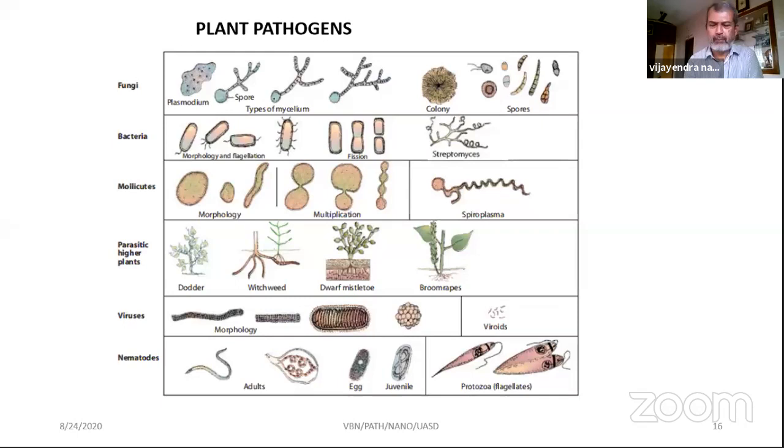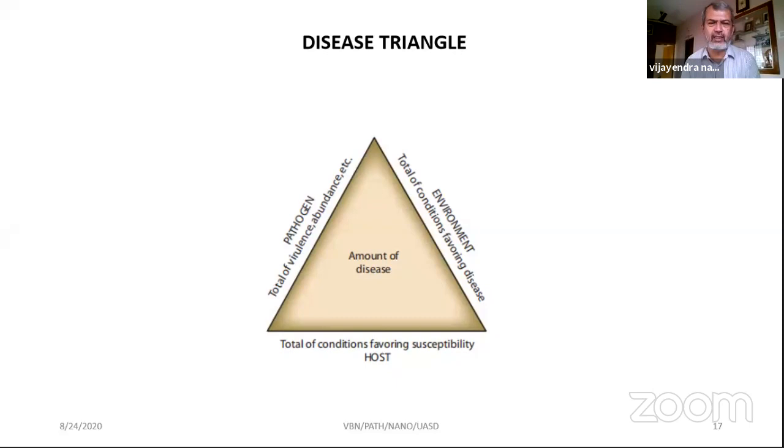For those who are just being introduced to plant pathology, just recollect that we have the disease triangle. The disease is represented by three factors: one is the pathogen, the second is the environment, and the third is the host. If these three are there, then only we can find the disease. Later, they added two other factors, time and human entry. So from the disease triangle, we entered into the disease tetrahedron.